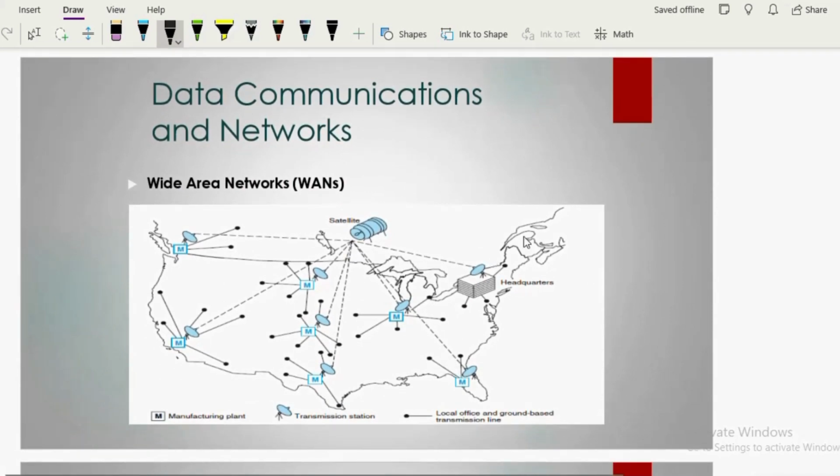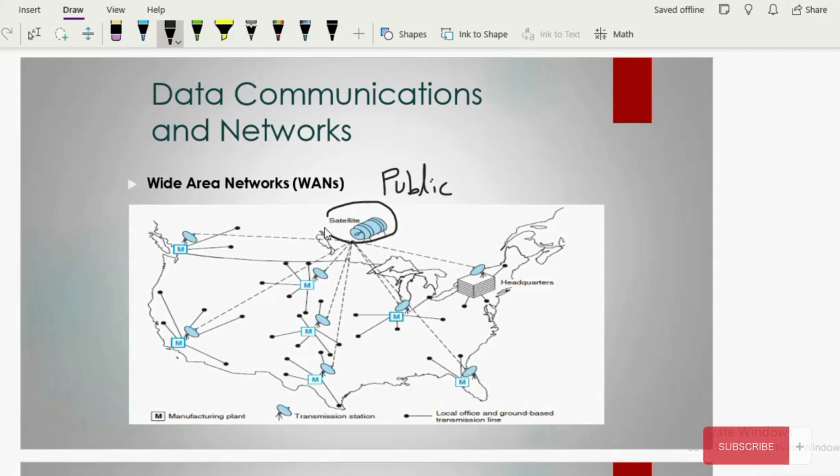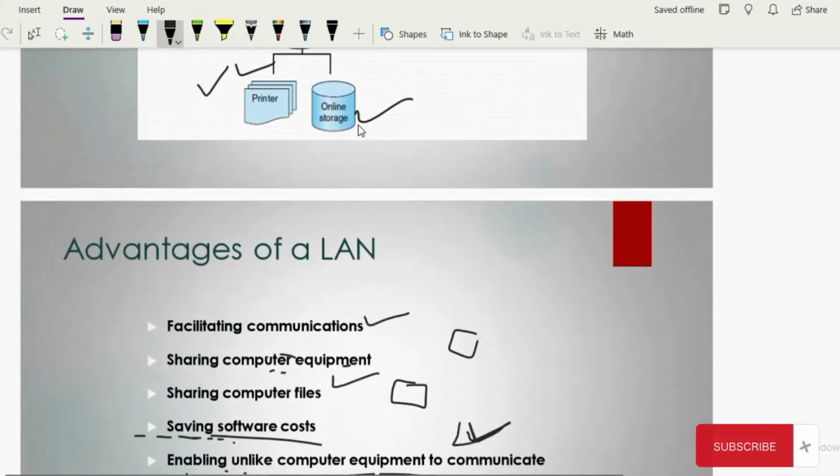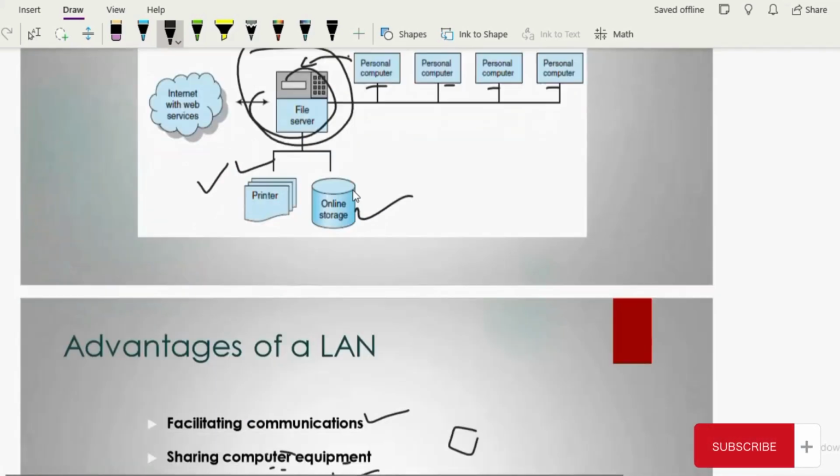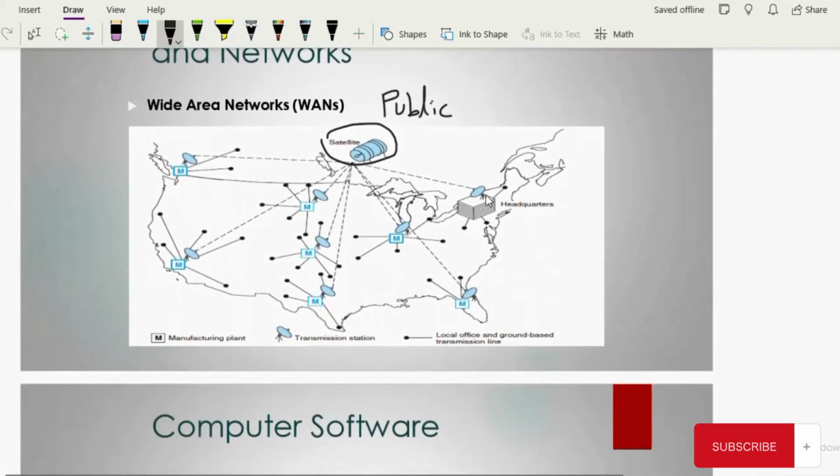LAN was the private network. We have WAN, which is also known as public, and it is used by all the people anywhere, any place in the world, because it takes the help of satellite, not like the local server which is over here. No, it takes the help of satellite.